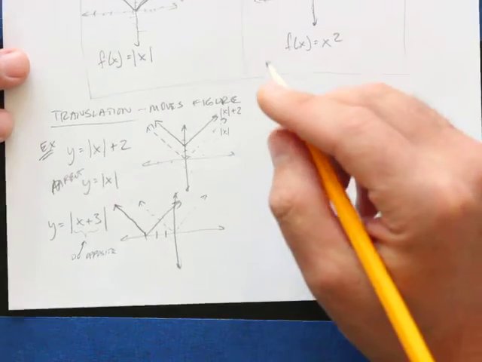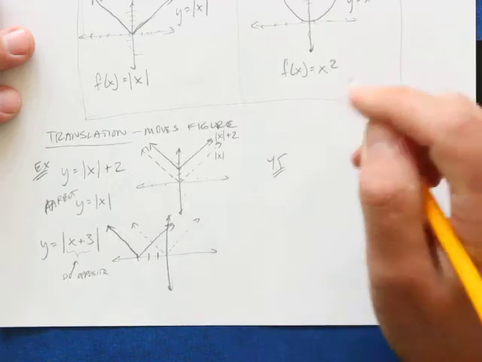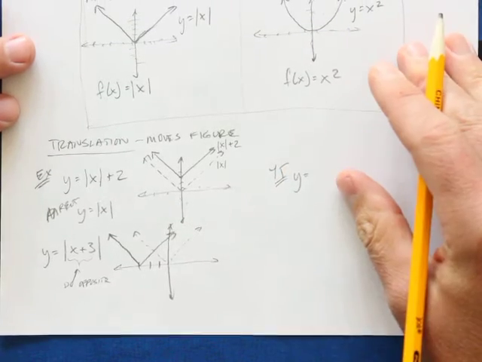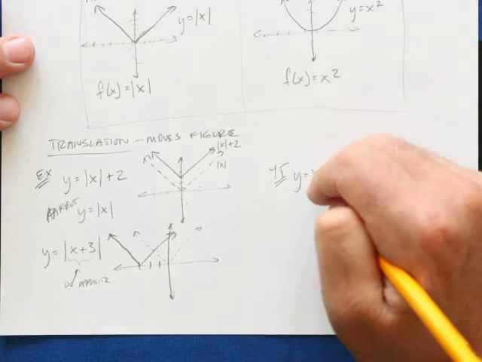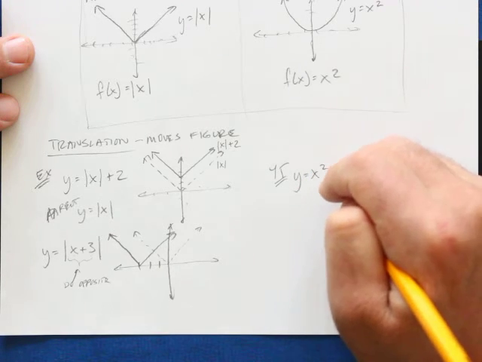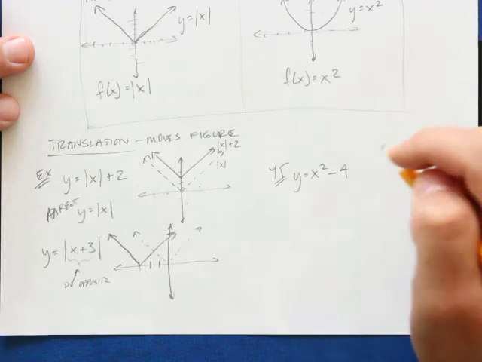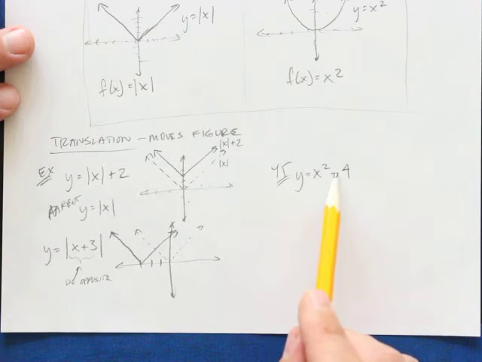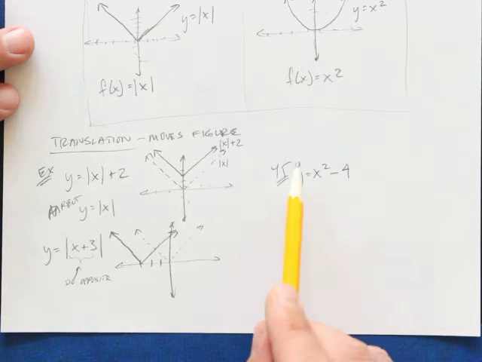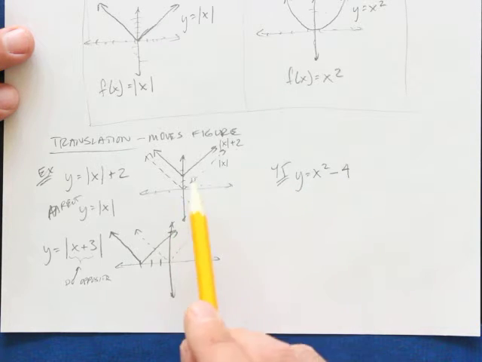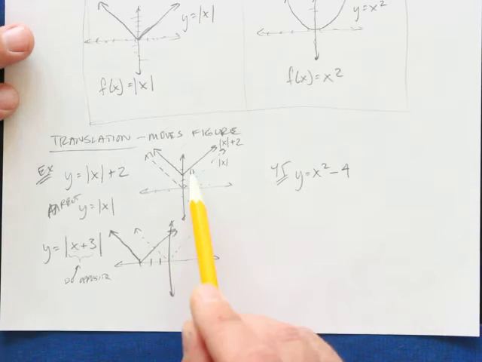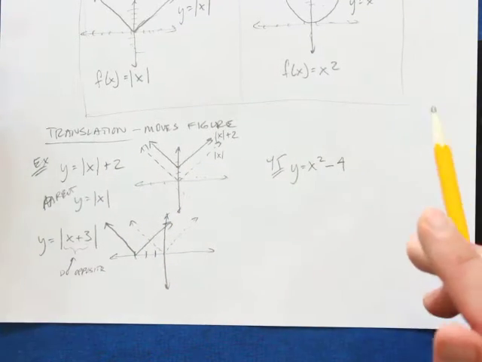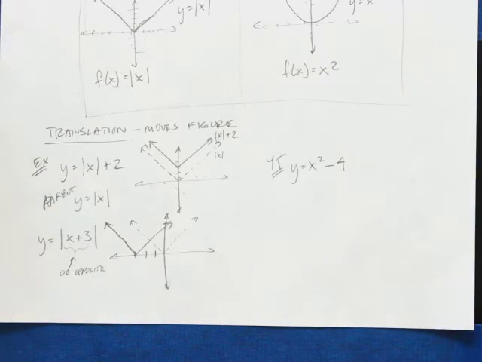Now let's have you do one. Graph, based on this translation, y equals x squared minus 4. So based on what we've just learned, we've got x squared minus 4. Find the parent graph, and then do what you think you should to it, to what this minus 4 is doing in the translation. Okay, go ahead and pause and do that work.